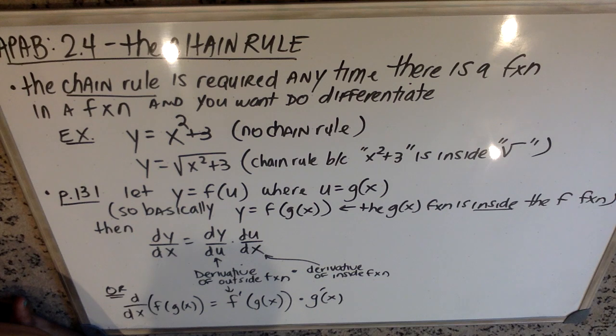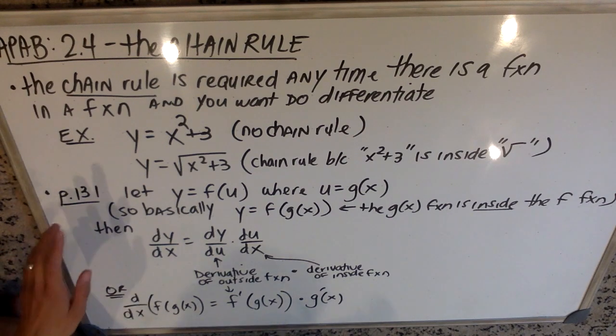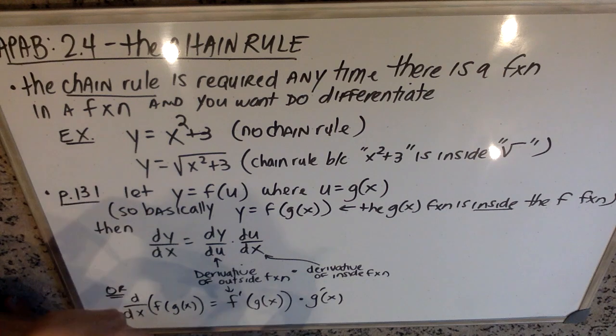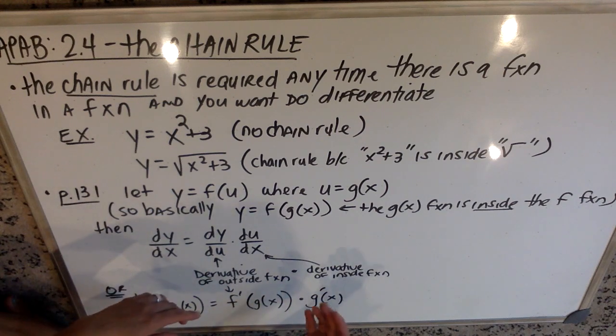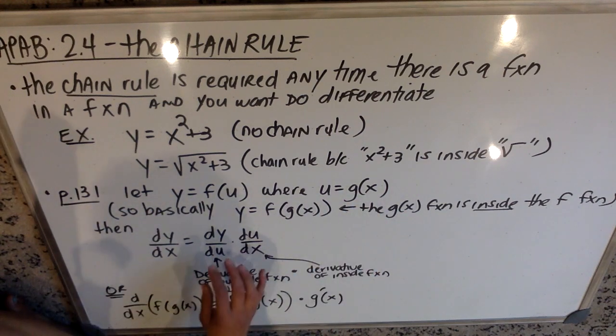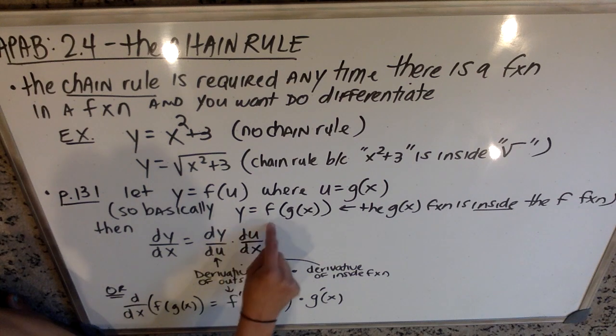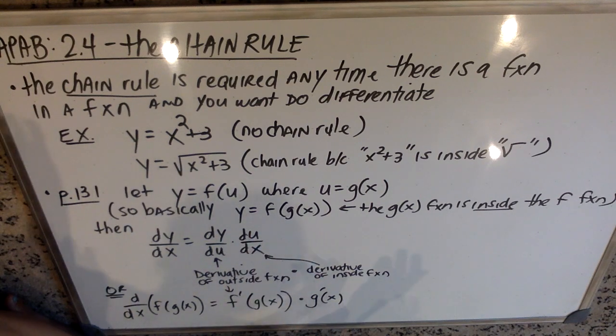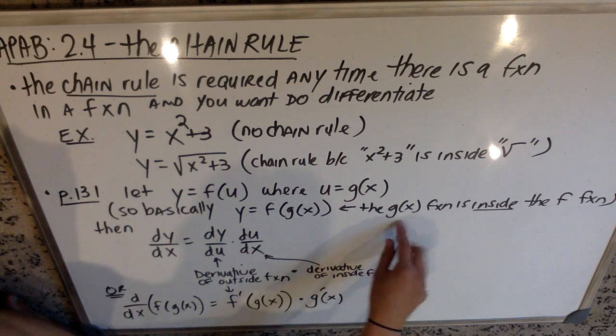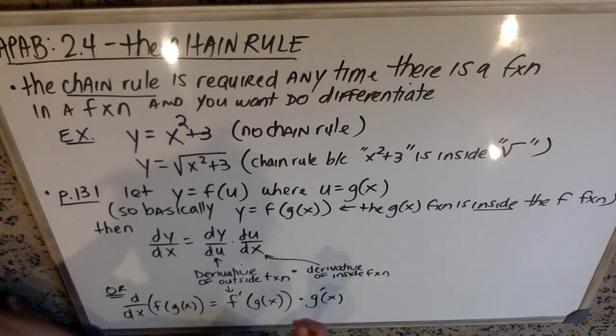Again, the chain rule is going to be a thing that you're going to see a lot of, and you're never really going to be expressly asked to use the chain rule. You're just going to be asked to differentiate a function that has functions inside other functions, and you're going to need the chain rule. So according to page 131, this is their notation, right? Let y equal f of u, where u is also a function of x. So u is g of x. Basically what they're saying is y equals f of g of x, which is composition of functions from Algebra 2, where g is the function that is inside the f function.